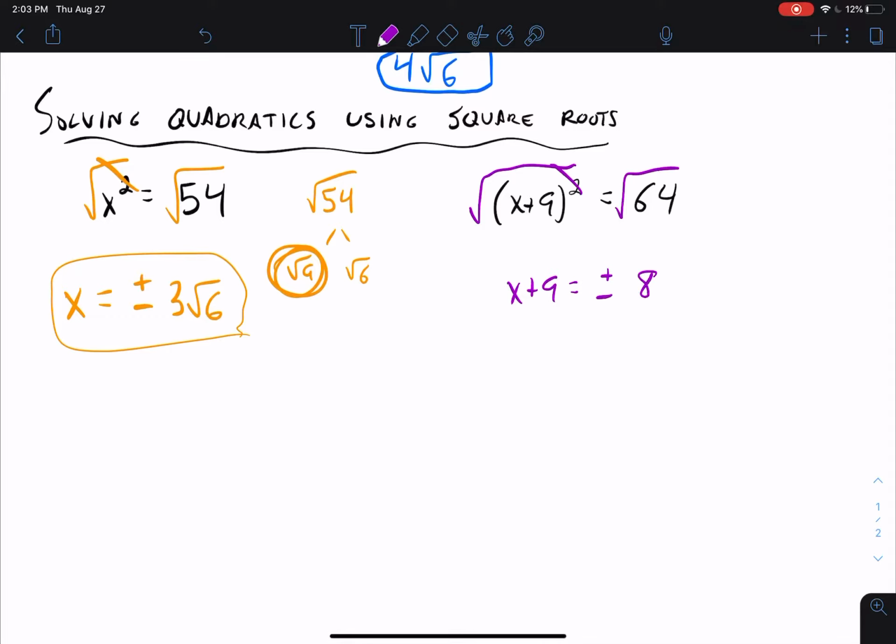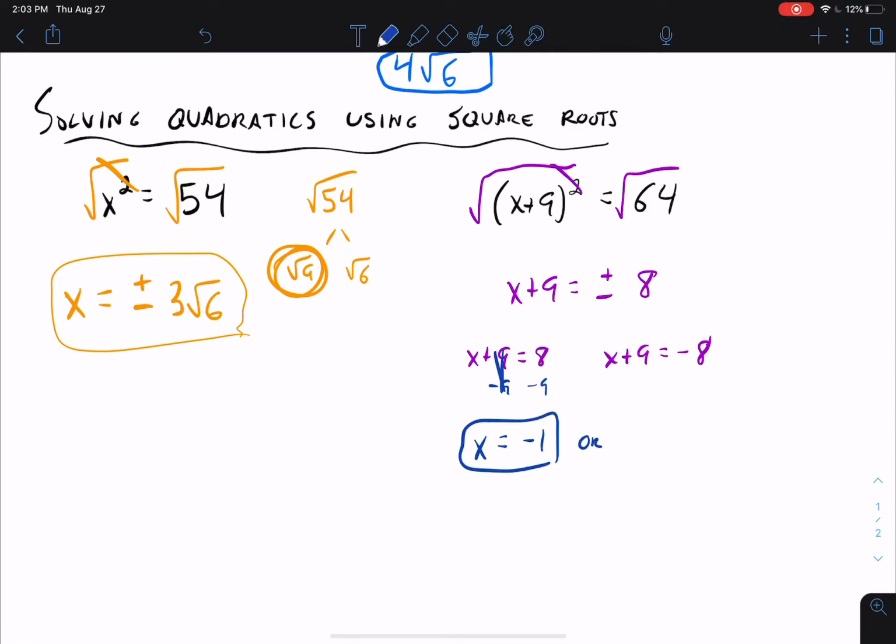Okay, so now we're not totally done. We need to figure out what our x actually is. So what I'm going to do is split this into two equations because there's two possibilities here. I have x plus 9 could equal positive 8 and x plus 9 could equal negative 8. All right, so now just to finish this out, I'm going to solve both of these. So x could equal negative 1. That's one possibility. Or x could equal negative 17.